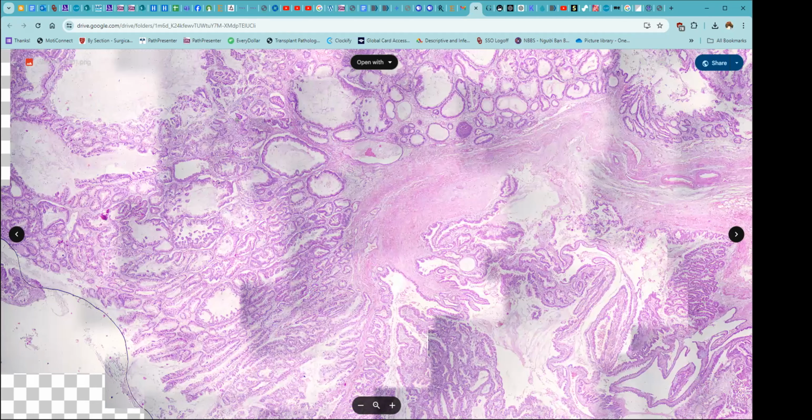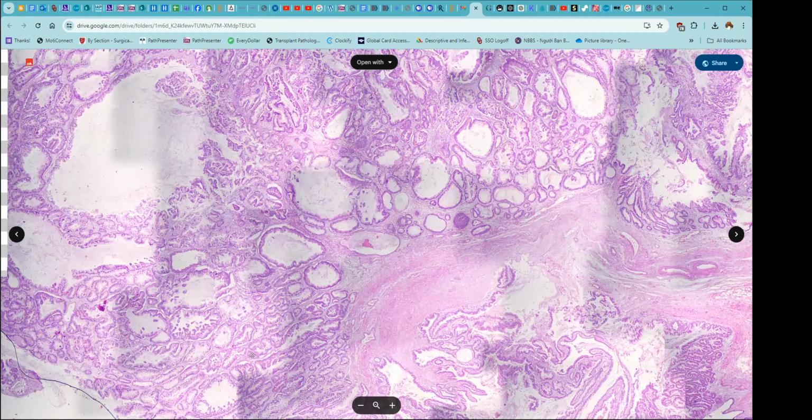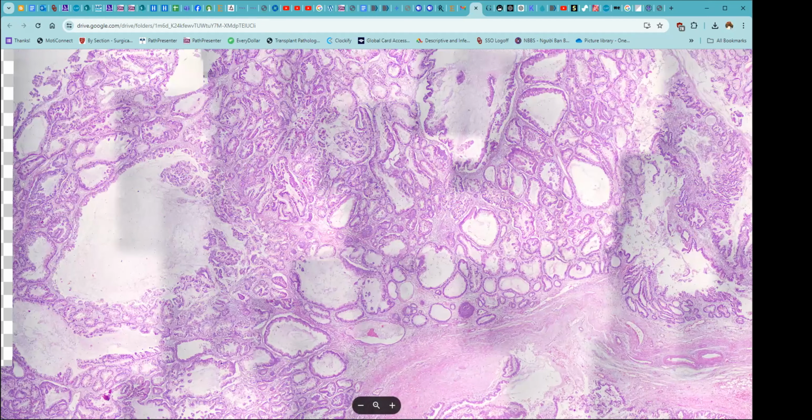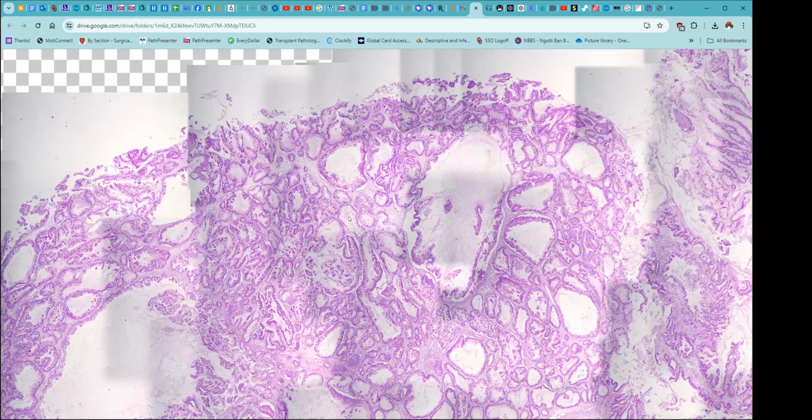Could this be one of these neoplasms of renal or mesonephric type origin that can be found along the mesonephron embryologic pathway?